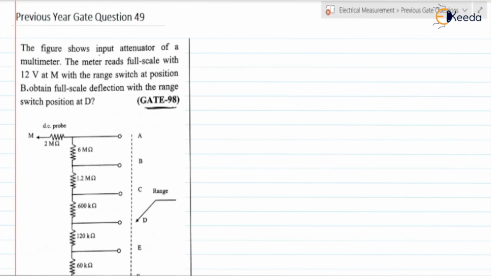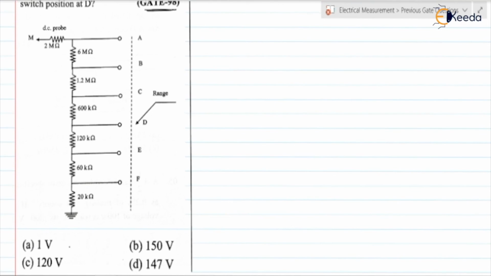The figure shows the input attenuator of a multimeter. The meter reads full scale with 12 volt at M. So here Vm is given, it is 12 volt, with the range switch at position B. Obtain the full scale deflection with the range switch at position D. And they have given the 4 options.